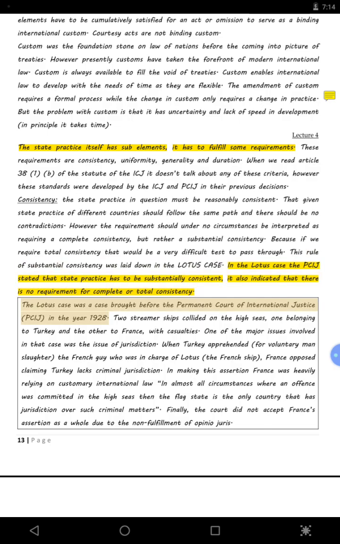The Lotus case was a case brought before the Permanent Court of International Justice (PCIJ) in the year 1928. Two steamer ships collided on the high seas, one belonging to Turkey and the other to France, with casualties.